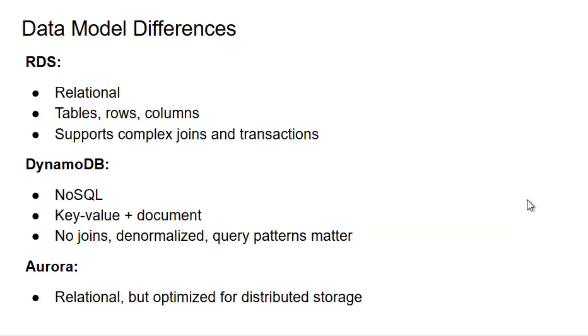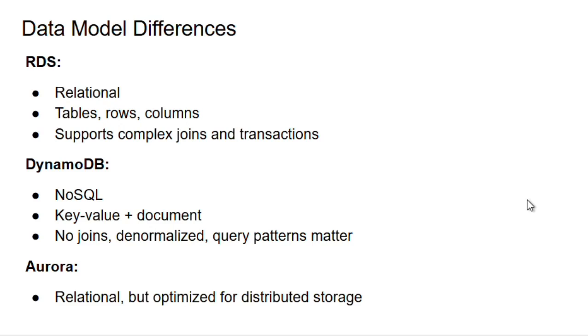Let's start with data models, because this is usually the biggest decision factor. RDS uses a traditional relational model, tables, rows, and columns, perfect when your data is structured and relationships matter. DynamoDB is completely different. It's a NoSQL key-value and document database. There are no joins and your schema is flexible, but you need to design your tables based on access patterns. Aurora is also relational, but built on a distributed storage architecture, giving you both relational capabilities and high performance.